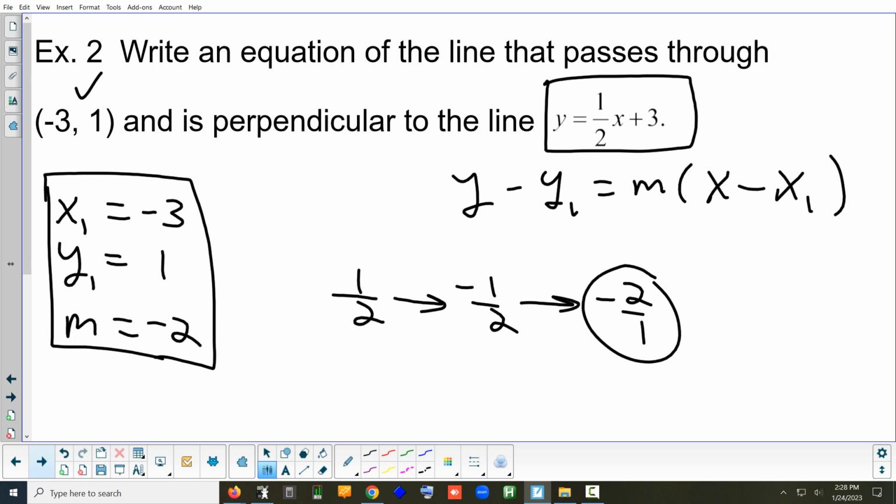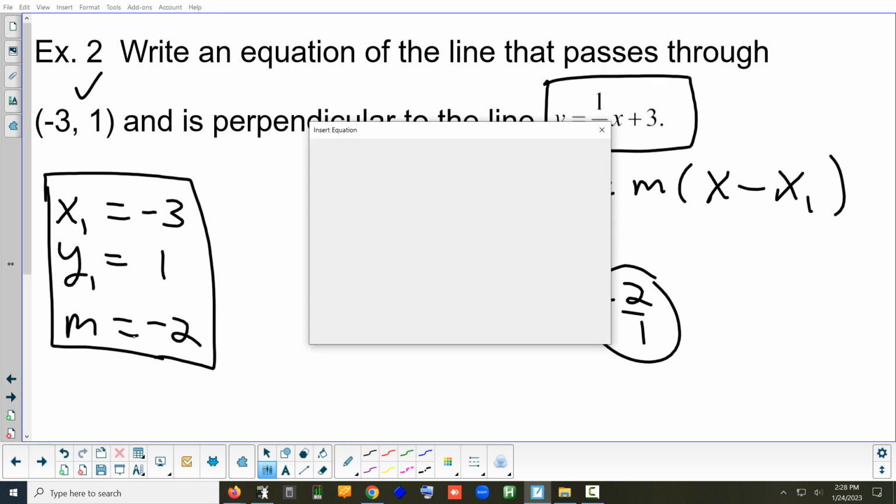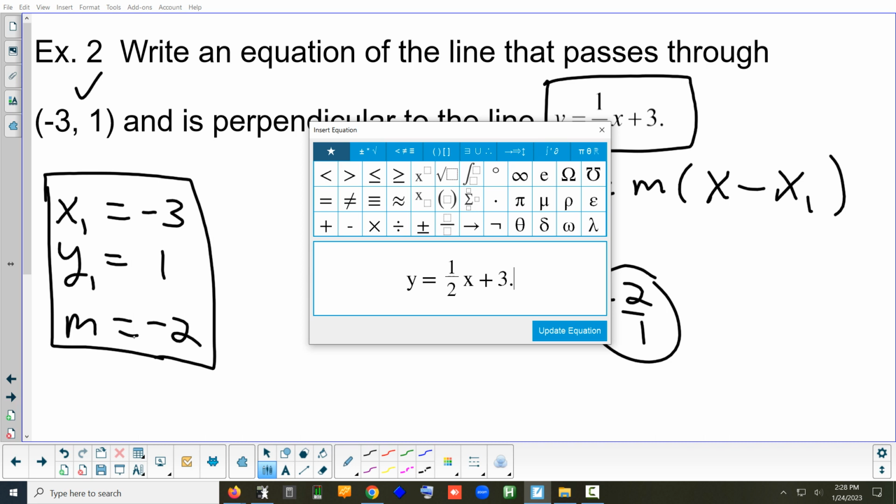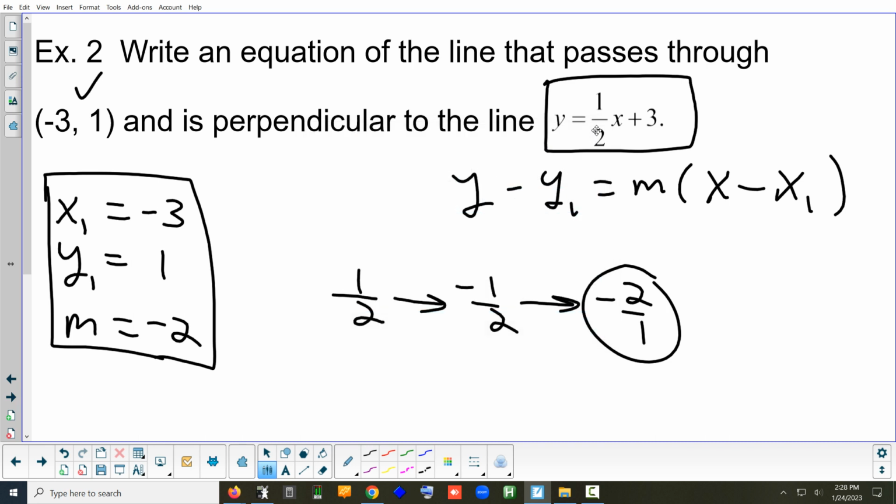If we were doing parallel, that's what we did before the midterm, you would have just used the number 1/2 for M. You would have used the same number, because parallel lines have the same slope. But if we want to be perpendicular to this one, we need to make the slope opposite, and we need to flip. And that's it. Now we just fill it in.